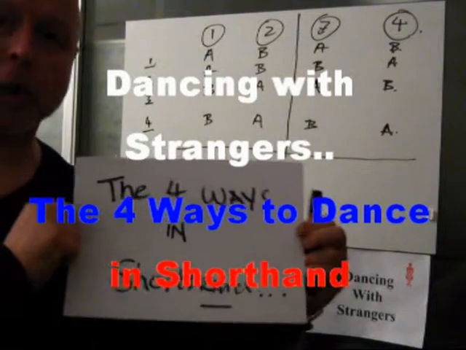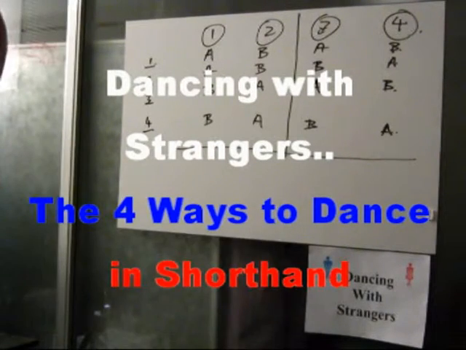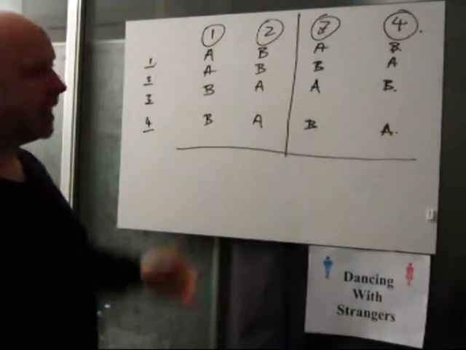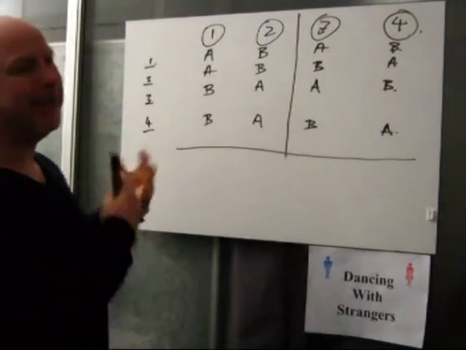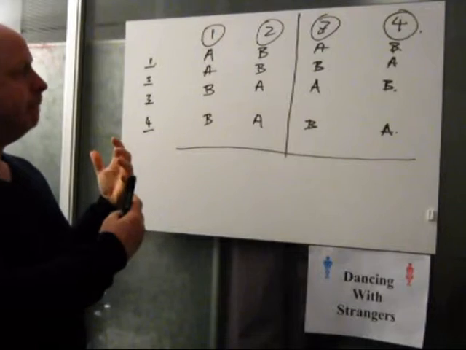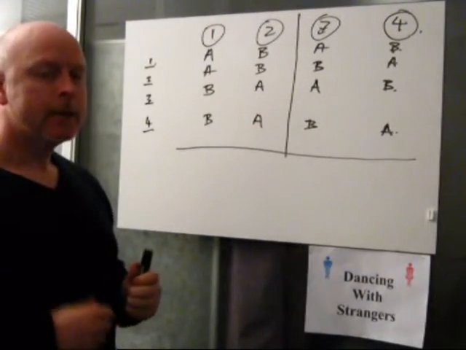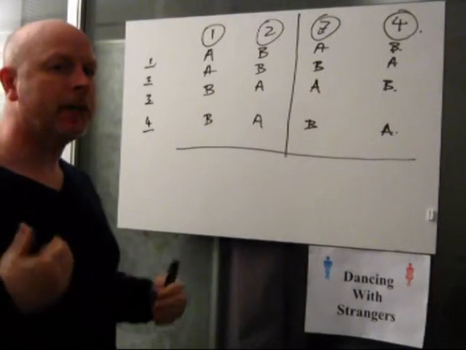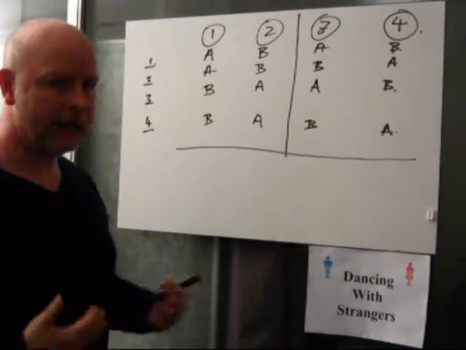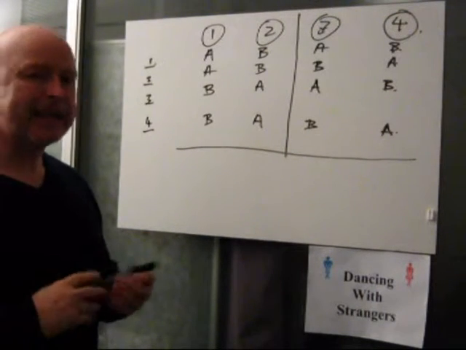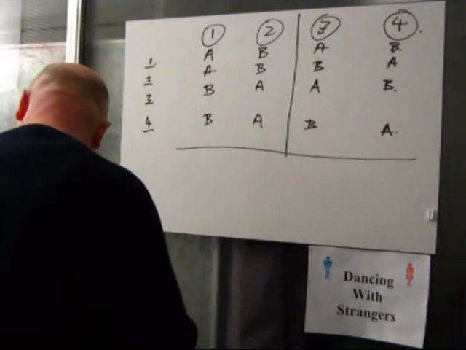Four ways in shorthand. Here are the four ways of dancing. Now, it's a little bit clumsy to have to say, for instance, B, A, B. So I'm going to start to introduce some of the nomenclature that I've created to make it easier to convey these. And the way that I've done it is actually pretty simple.